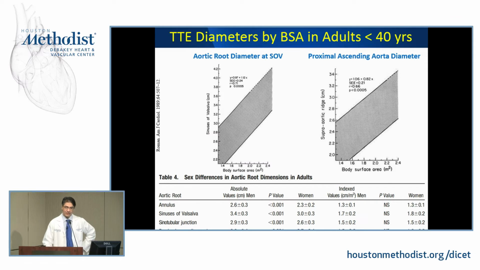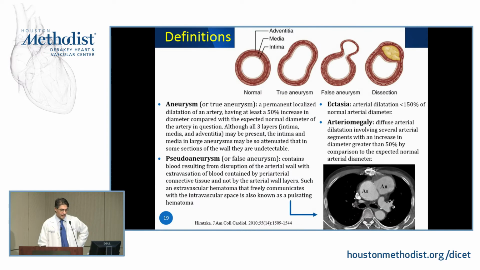And this is a graph Dr. Q is going to hit on: aortic root diameters at the sinus of Valsalva, proximal ascending aortic diameters, and what was considered to be a normal cohort in patients less than 40. Look at these diameters as the body surface area increases: the bigger the person, you would expect the aorta to be bigger, and this is what this shows. So there is some variability when we're describing these aortic measurements, depending on other factors.